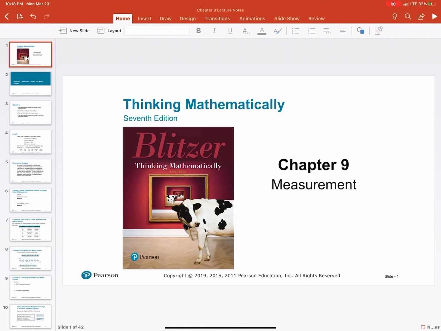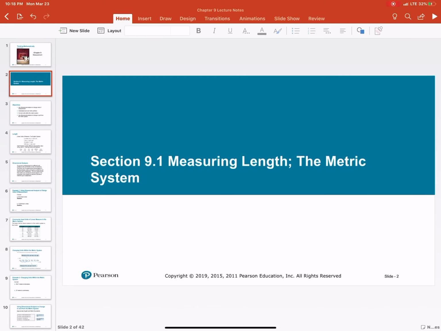Hello, class. Today we'll be looking at Chapter 9, and we're going to be talking about measurements. So, today we'll be looking at 9.1, measuring length in the metric system.